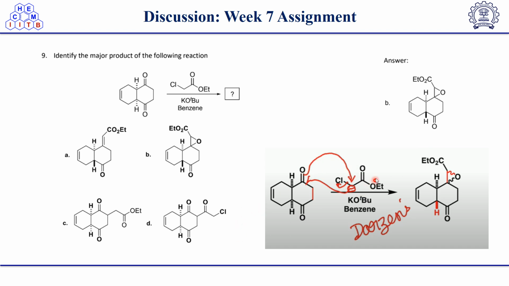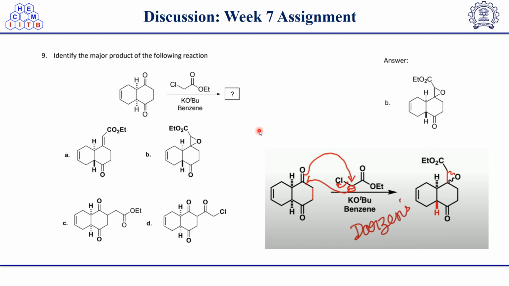So the primary role of this ester is to enable the initial deprotonation to occur, and other carbonyl functional groups can be used instead. So that is the mechanism of this reaction. This is a named reaction, which is known as Darzens reaction.